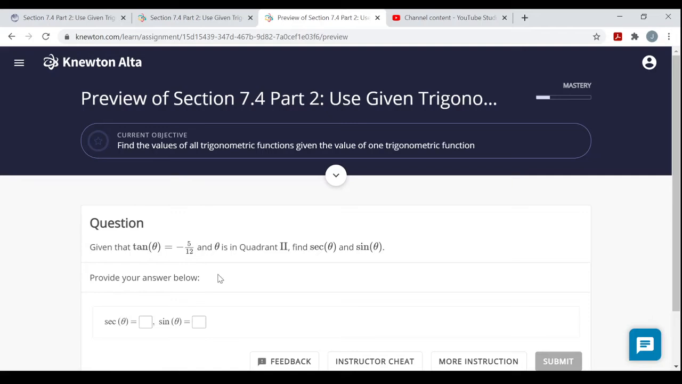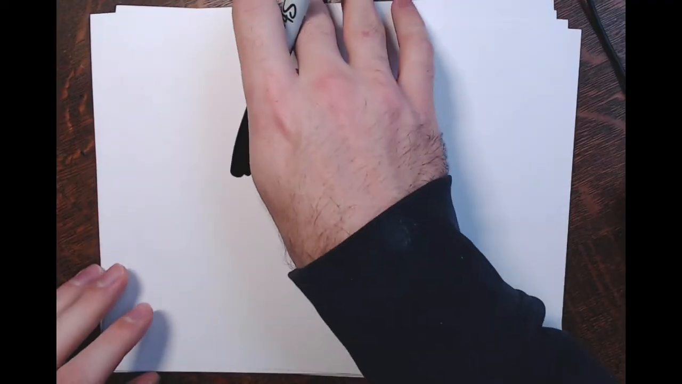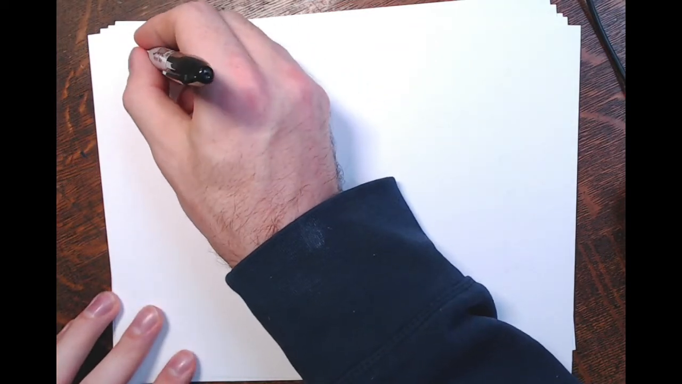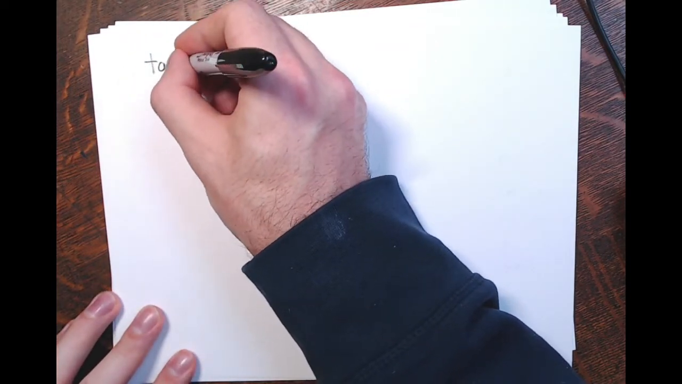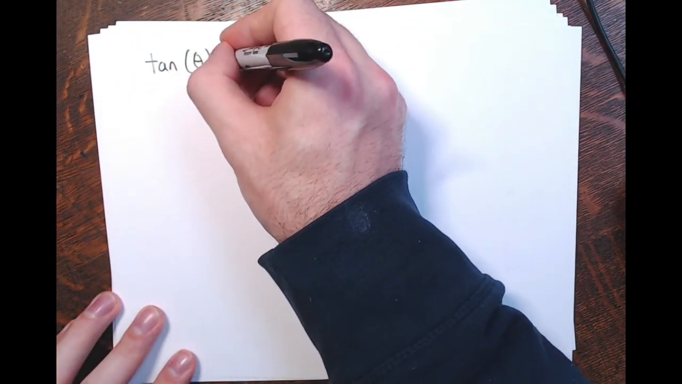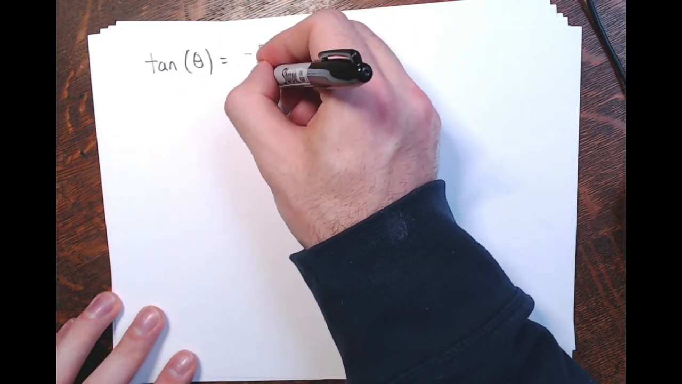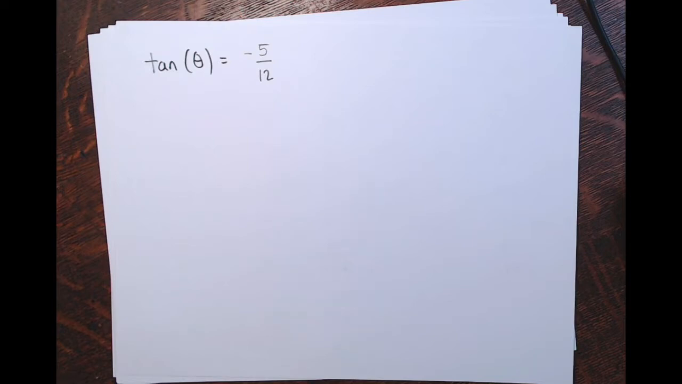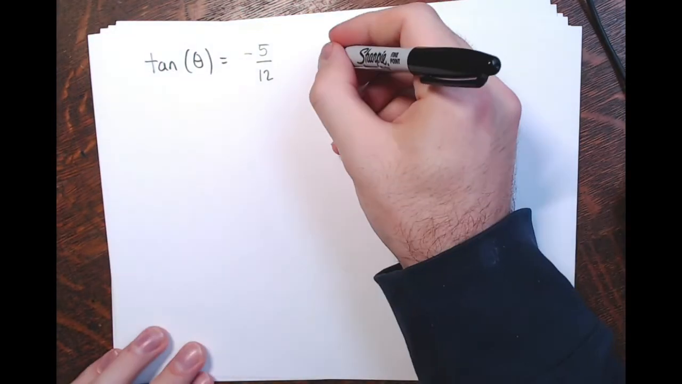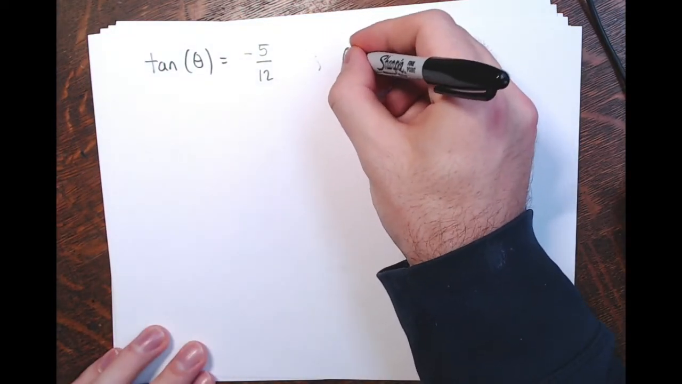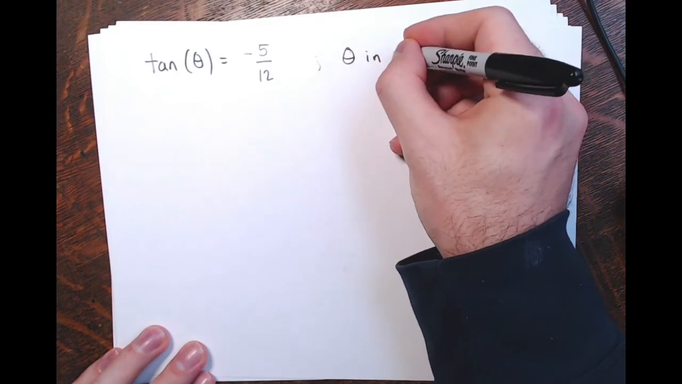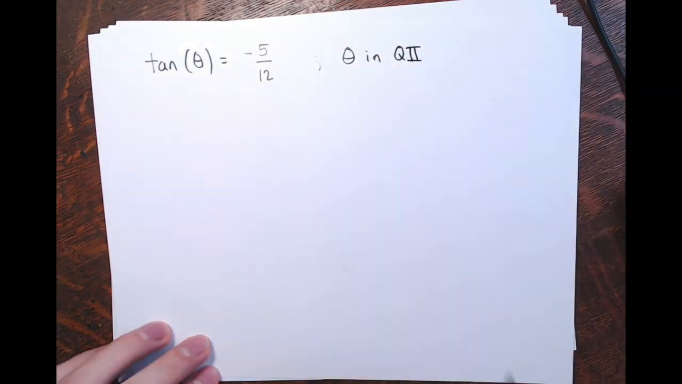All right. So again, I'm going to a piece of paper. We're given this information. We're told that the tangent of some angle theta is negative 5/12. And we're told that theta is in quadrant 2 this time.